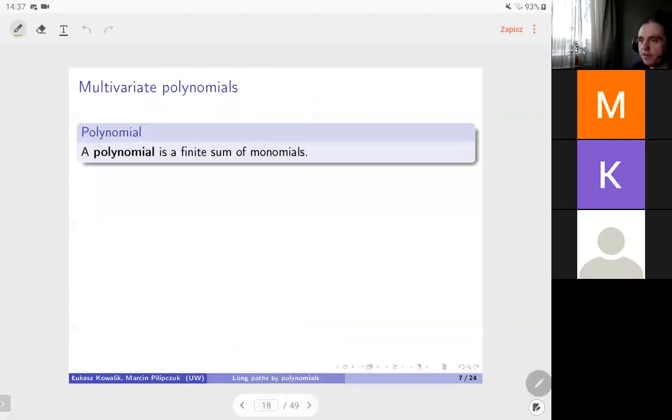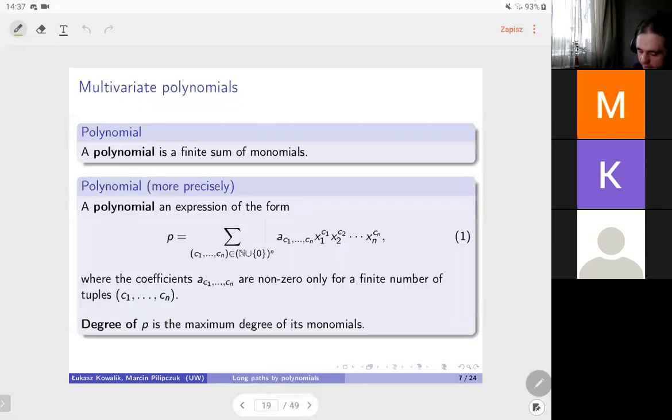That was simple. Then a polynomial is just a sum of monomials, a multivariate polynomial. So this is a polynomial with many variables. Precisely, we are summing various monomials, and we require that the number of monomials we are summing is finite, so we don't have any series. We want a finite sum here. The degree of a polynomial is the maximum of the degrees of the monomials, so the maximum sum of the degrees of x's that can appear in one monomial.